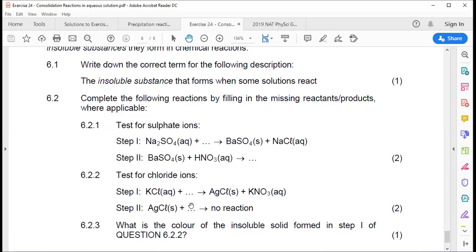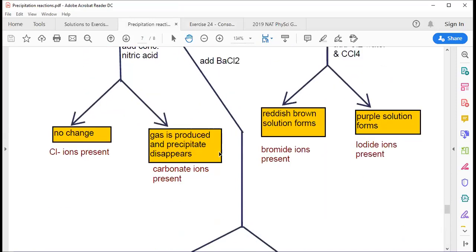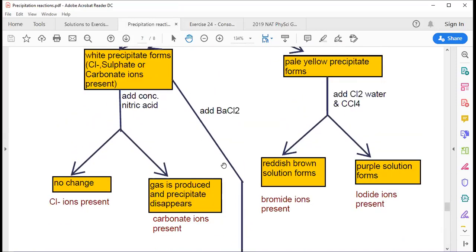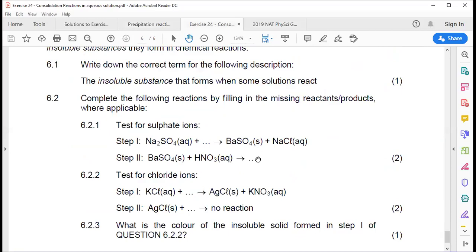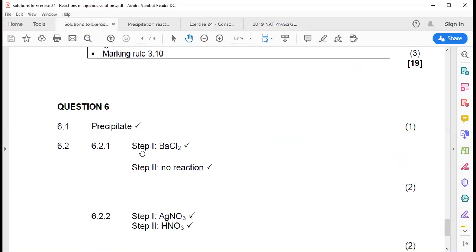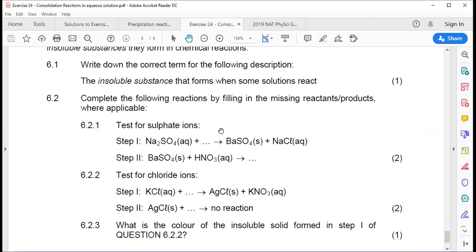Then the next one says barium sulfate plus nitric acid. This one you need to go to the table. When I add nitric acid to barium sulfate, there's no reaction. So the answer to this one becomes no reaction. So the answer here is barium chloride, BaCl2, and here you've got your no reaction. Step number 1, barium chloride. Step number 2, no reaction. Clear? Right. Move on to the next one.